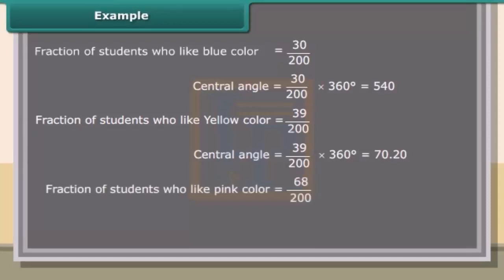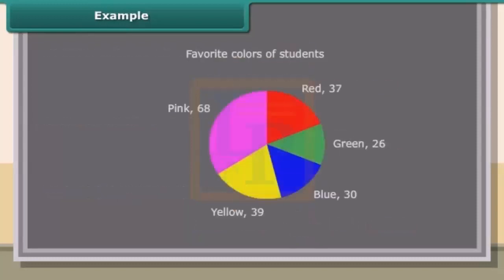70.2 degrees. Fraction of students who like pink color is equal to 68 upon 200. Central angle is equal to 68 upon 200 times 360 degrees is equal to 122.4 degrees.